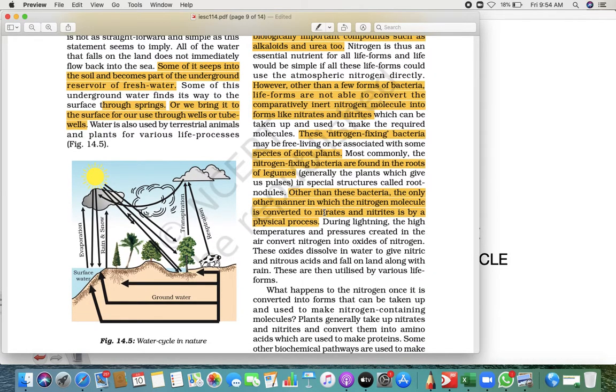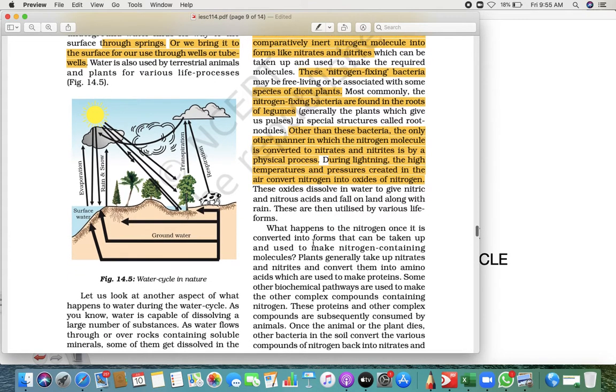The third is through lightning. Whenever lightning happens during rain, the high temperature and pressure convert the nitrogen into oxides of nitrogen. So there are three ways I told you. First is nitrogen fixing bacteria, the second is lightning, and the third is the physical process. Now what happened to these oxides?